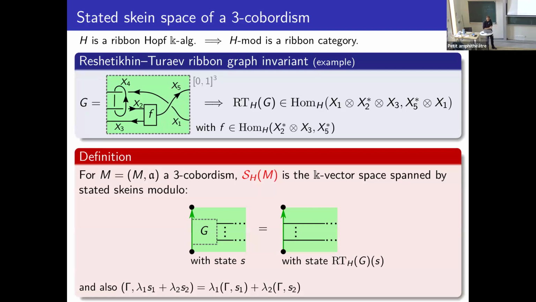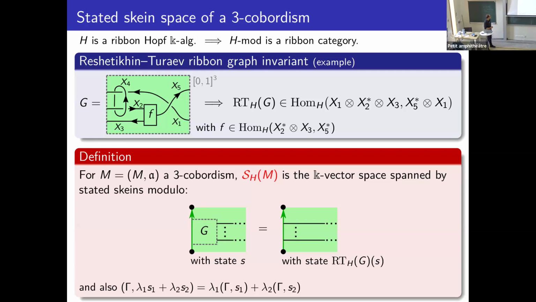Okay, and then we can use this to make the definition of a stated skein space. Recall that our three cobordisms carry an arc in their side boundary. Then we consider the vector space over the ground field K, which is fixed from the beginning, which is formally spanned by stated skeins. So you look at formal linear combinations of pairs gamma and S, stated skeins.